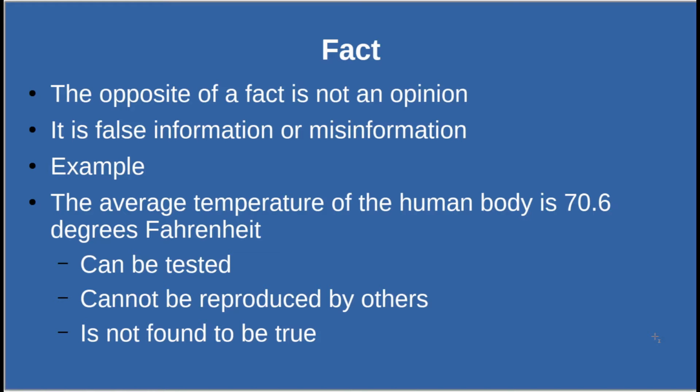Now, a common misconception between facts and opinions is that the opposite of a fact is an opinion. The opposite of a fact can be considered false information or even misinformation. If you look at the fourth bullet down here, it says the average temperature of the human body is 70.6 degrees Fahrenheit. Again, this is not a fact. This is false information because when you test it, you're not going to get those results. When other people test it, several people through several samples or however they want to do it, it cannot be reproduced by others. And so it's not found to be true. So therefore it cannot be a fact.